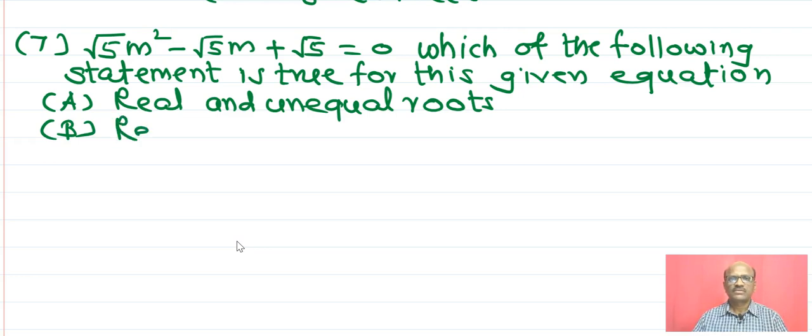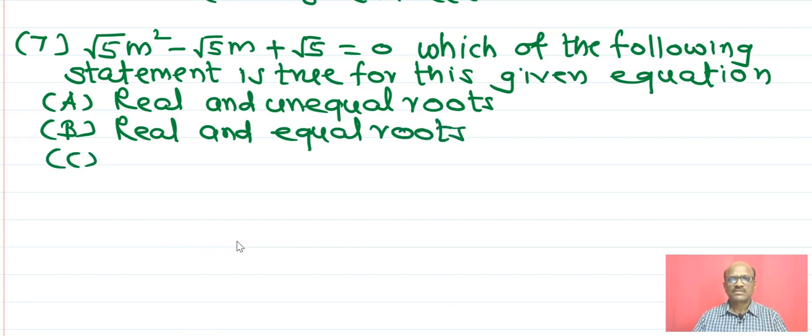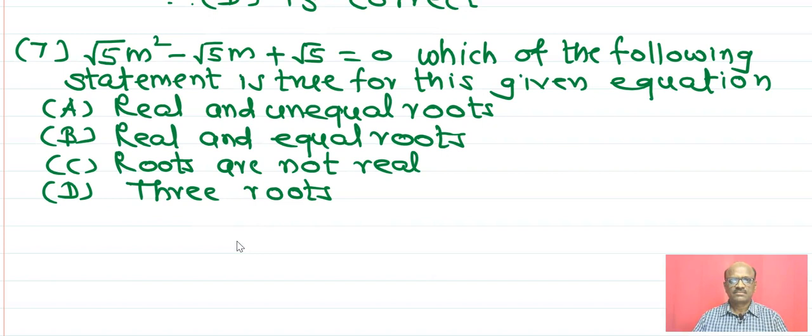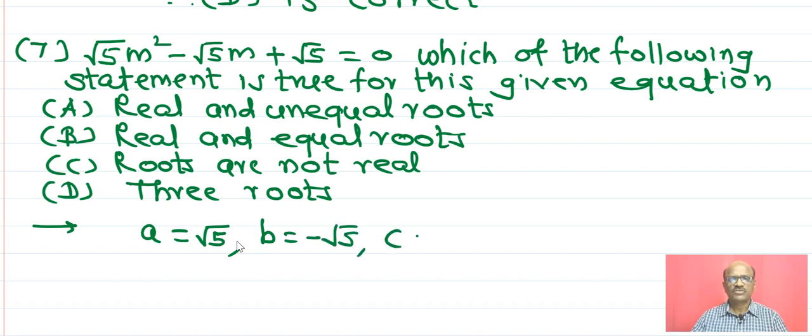Real and unequal roots. Second, real and equal roots. C, roots are not real. And D, 3 roots. Now the 3 roots are never possible. Here A is equal to root 5, B is equal to minus root 5, C is equal to root 5.